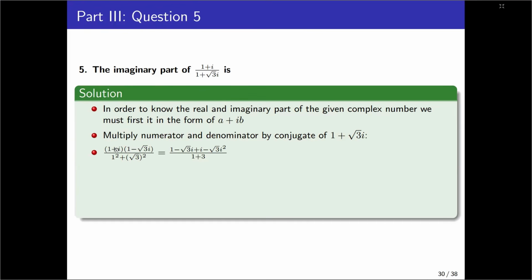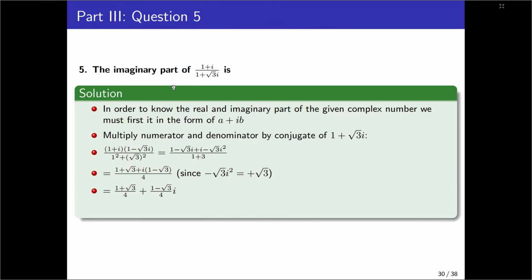So when we do this, 1 plus i, the numerator of this fraction, times 1 minus radical 3 i, which is the complex conjugate, over the product of 1 plus radical 3 i and its complex conjugate, which is 1 squared plus radical 3 squared, equal to 4. So that we have 1 plus radical 3 i plus i times 1 plus radical 3, over 4, since minus radical 3 times i squared is equal to positive radical 3.